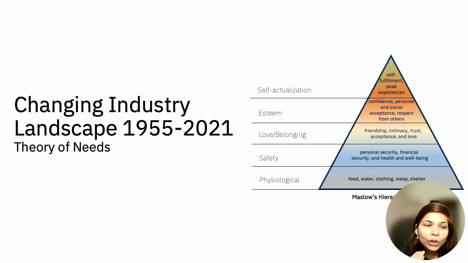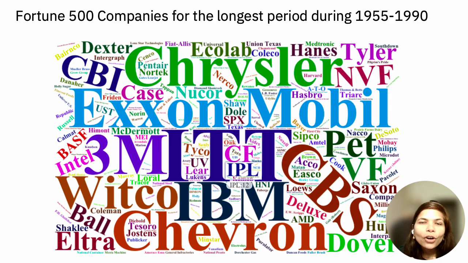For today, I also wanted to discuss an industry landscape hypothesis validation between 1955 to 2021 based on Maslow's hierarchy of needs. So let me share what I did for this. I got some Fortune 500 companies data from Kaggle between 1955 to 2021, and I created word clouds between 1955 to 1990, then from 1991 to 2021, and again between 2017 to 2021. And I'll go into each of these word clouds one by one. So let's look at the first word cloud between 1955 to 1990.